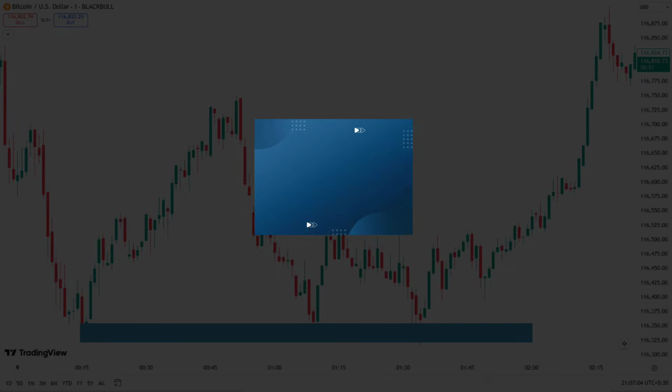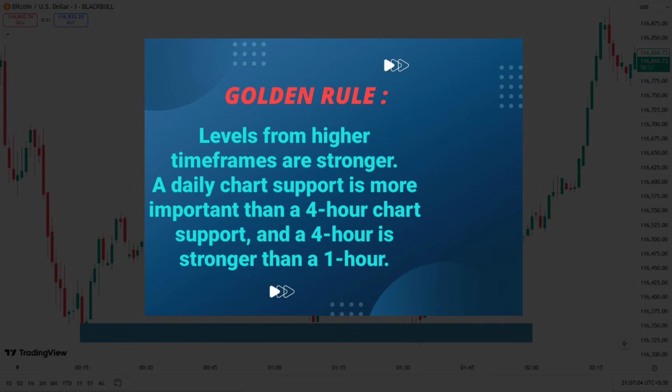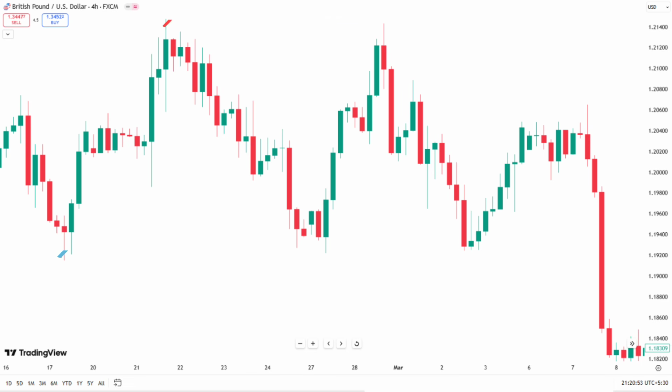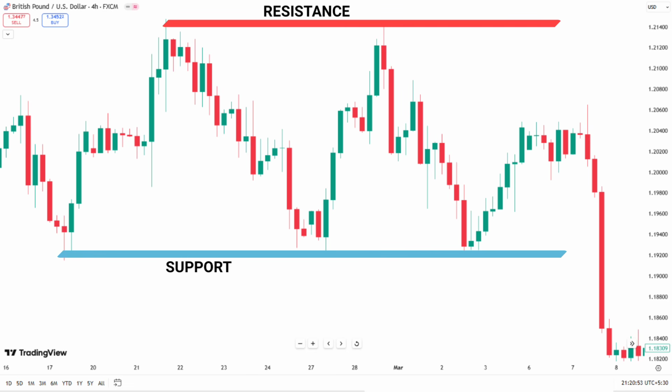And here's a golden rule. Levels from higher timeframes are stronger. A daily chart support is more important than a 4-hour chart support, and a 4-hour is stronger than a 1-hour. For example, if you see a daily resistance that's been tested 3 times, that's a major ceiling in the market. Traders across the world are watching it, which makes it even stronger.